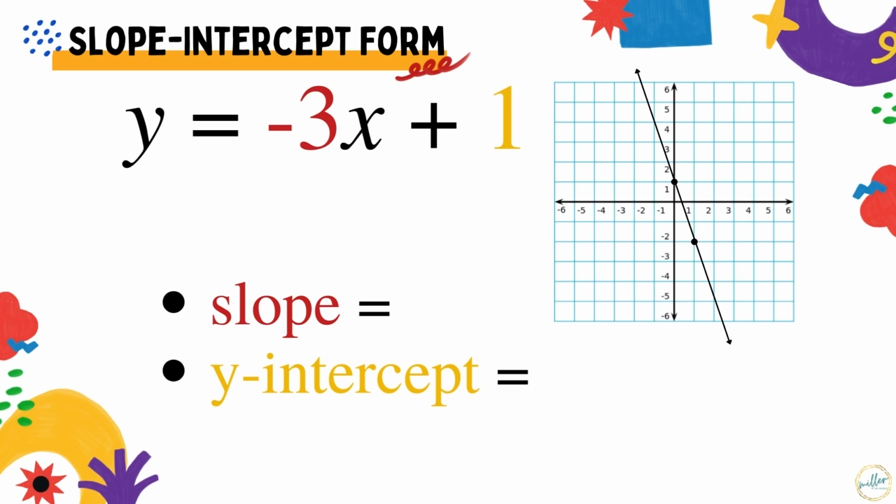Finally, let's try y equals -3x plus 1. The slope of this line is -3. See how if you go from left to right, the line slopes downwards. That's because it's negative. And the y-intercept is 1, or the point (0, 1).